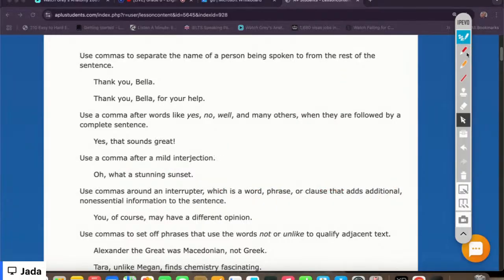So also we use commas after mild interrupters like oh, you use a comma after that. Oh, what a stunning sunset. So if you have a mild interruption like this, you have to make sure that you put a comma between the oh and then the word that is coming up. So you put a comma here and you have your remaining sentence, what a stunning sunset.